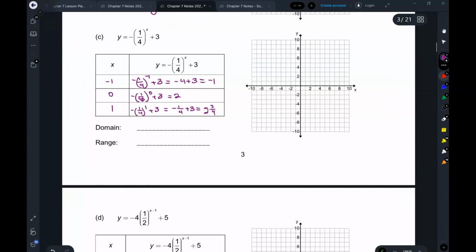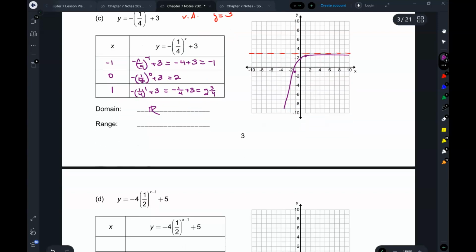Where is the horizontal asymptote here? y equals 3. When I ask you for the horizontal asymptote, you're always going to write y equals the number. So at negative 1, we're at negative 1. At 0, we're at 2. At 1, we're at 2 3/4. And it looks like this. Domain is always all real numbers, even when you're half asleep. What's the range then? y is less than 3.